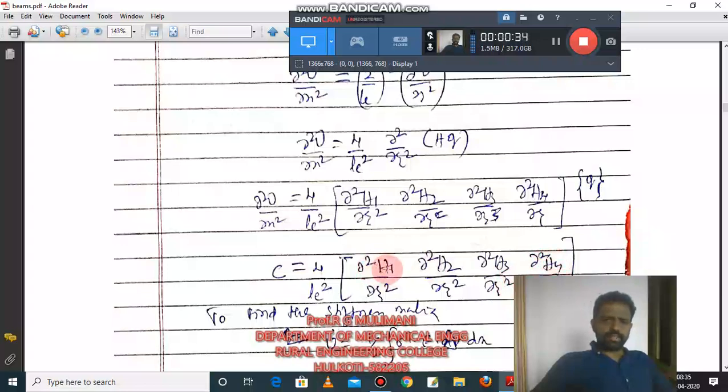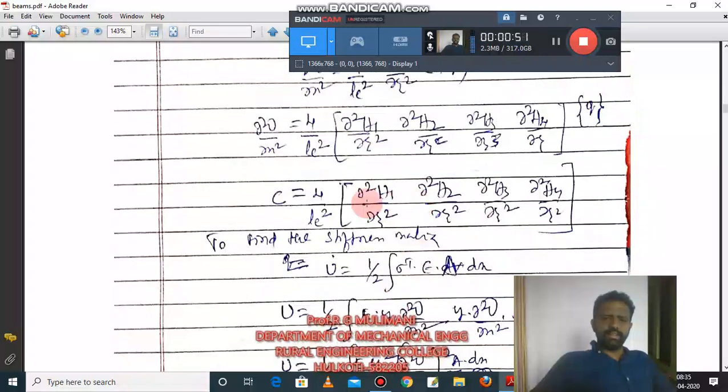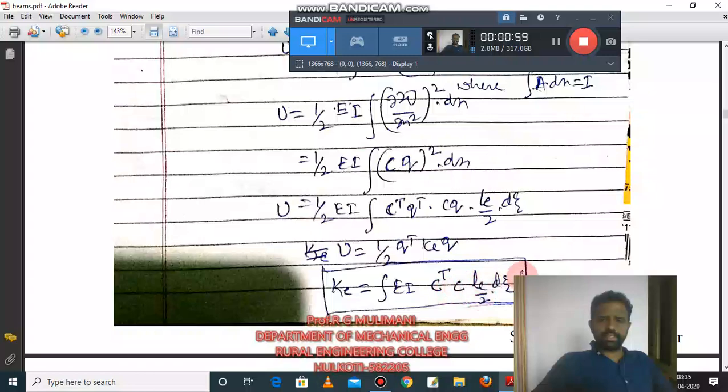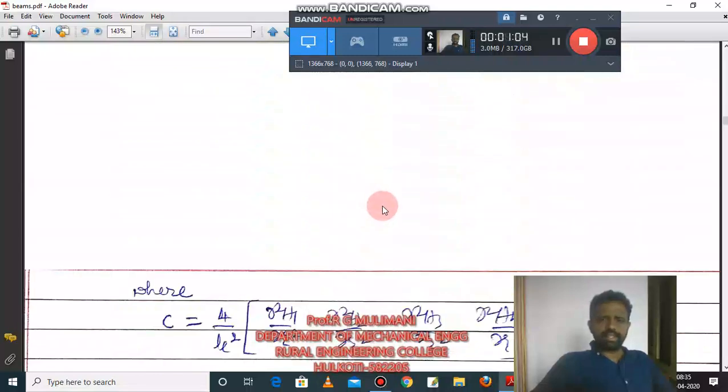What do you mean by dou square h1 by dou zeta square? We are differentiating this h1 equation twice. Differentiating h1 gives dou h1 by dou zeta. Differentiating it again gives dou square h1 by dou zeta square. Now you substitute all these C values and then transpose it, that is the CT value. Substitute this C value and CT value in these equations, and simplifying, you will get the stiffness matrix of the element. Okay, let us see here.